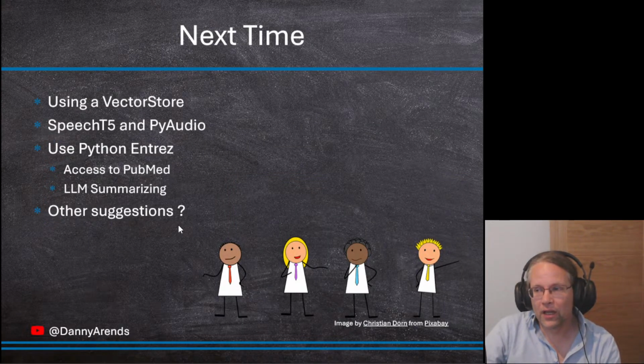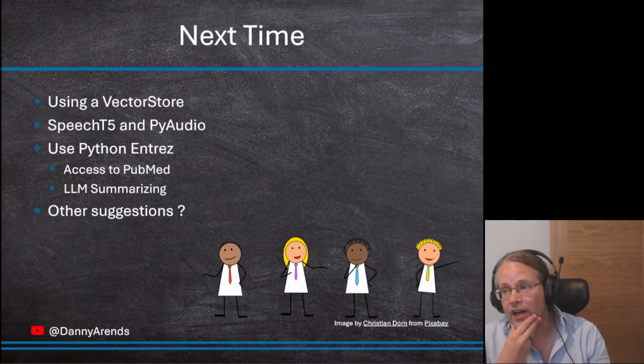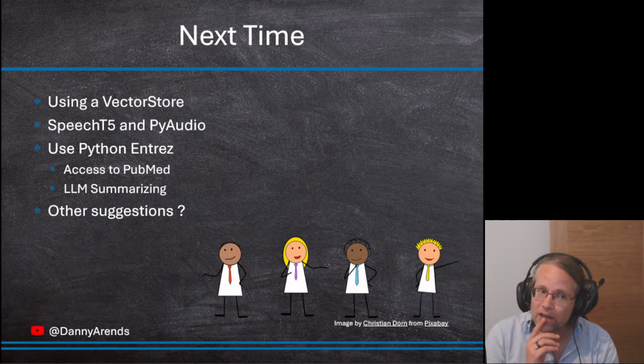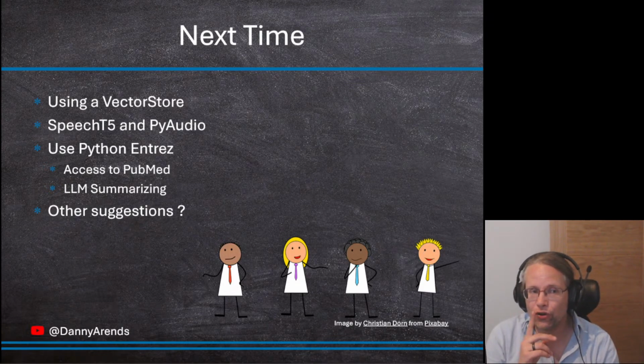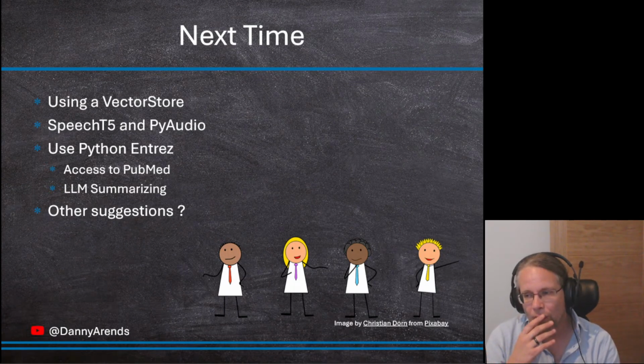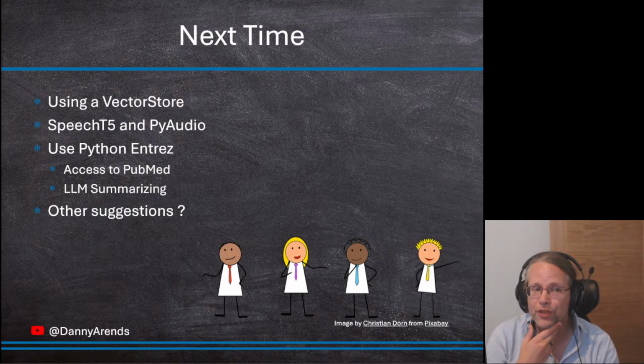All right. So for next time, these are the things that I was planning on adding for a next lecture. The next lecture will talk a little bit about vector stores, because vector stores are a way to give memory to large language models, to be able to, like, download literature. One of the things that I actually wanted to show you guys as well is how to use SpeechT5.